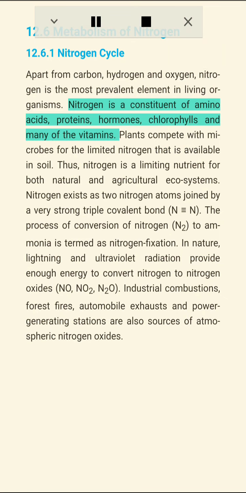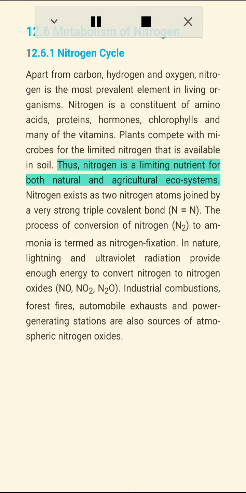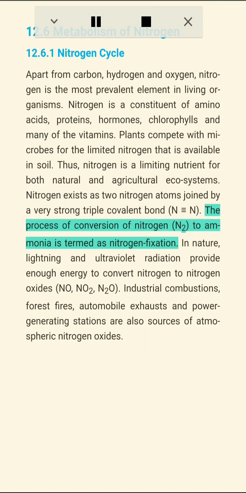12.6 Metabolism of Nitrogen. 12.6.1 Nitrogen cycle. Apart from carbon, hydrogen, and oxygen, nitrogen is the most prevalent element in living organisms. Nitrogen is a constituent of amino acids, proteins, hormones, chlorophylls, and many of the vitamins. Plants compete with microbes for the limited nitrogen available in soil. Thus, nitrogen is a limiting nutrient for both natural and agricultural ecosystems. Nitrogen exists as two nitrogen atoms joined by a very strong triple covalent bond, N≡N.